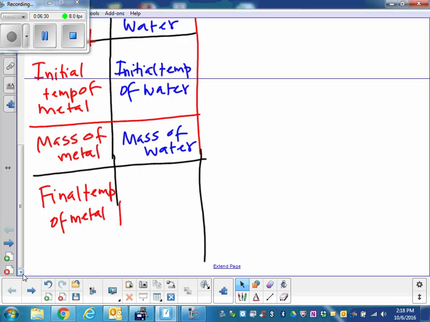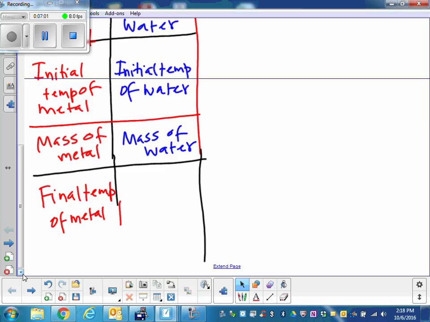How many of you think it's enough if I record the final temperature of the metal? How many hands do we have? 1, 2, Rachel, only one temperature, final temperature of metal, that's it. 3, 4, 5, 6. So the rest of you think I should have a final temperature of water. Is that right? Yes or no?